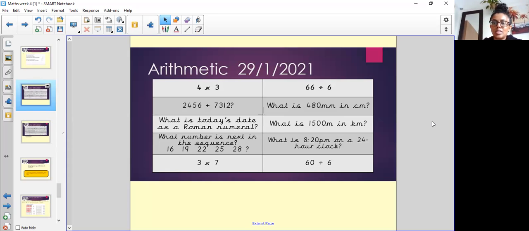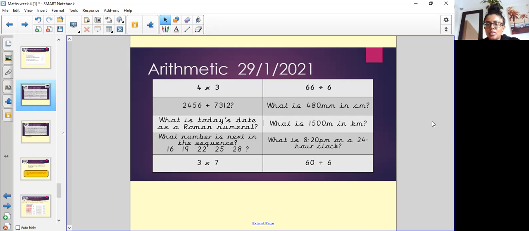So 4 times 3, number 1. Number 2, 2,456 add 7,312. Number 3, what is today's date as a Roman numeral? Number 4, what number is next in the sequence? Number 5, 3 times 7. Number 6, 66 divided by 6. Number 7, what is 480 millimeters in centimeters? Number 8, what is 1,500 meters in kilometers?